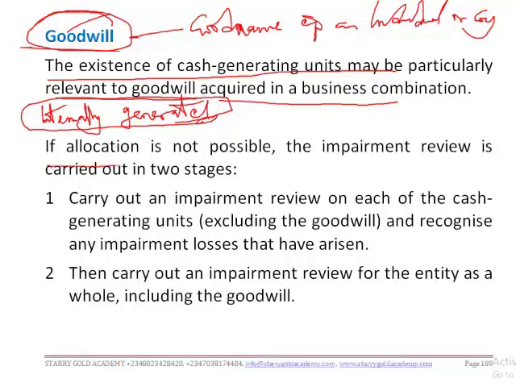Okay, now if allocating impairment to goodwill is not possible, then the impairment review is carried out in two stages. Now you carry out an impairment review on each of the cash generating units.